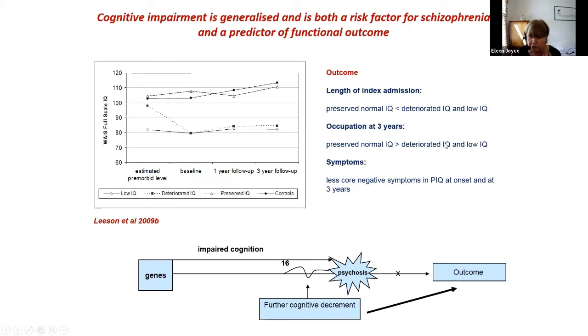At 3 years, the deteriorated low IQ group had less chance of getting re-employed. And then in terms of their symptoms, the deteriorated and low IQ groups had more core negative symptoms than the group who had preserved IQ. So as well as the group who had long-standing poor IQ, this group that deteriorated also has poor risk factors for a poorer outcome at 3 years along the line. So this suggests that we're building up a model where there is impaired cognition throughout life in a subgroup, that just before psychosis onset there's a further cognitive decrement, and together these two factors will be linked to poorer outcome later in the course of their illness.